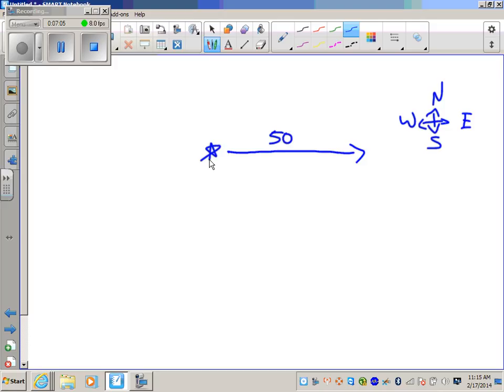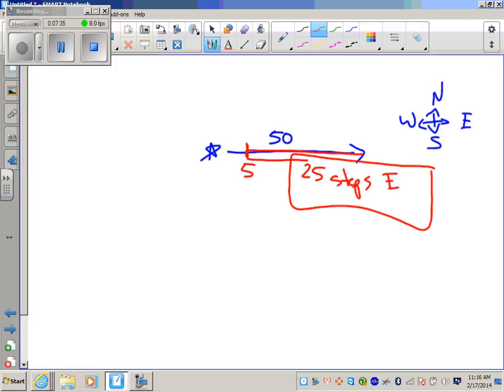45 steps back to the west, which is going to put us where? 5 so far still east, right? Okay? And then 20 steps to the east from the 5 puts us at 25, right? Where is the treasure located? 25 steps to the east. That's number 2. Try number 3.